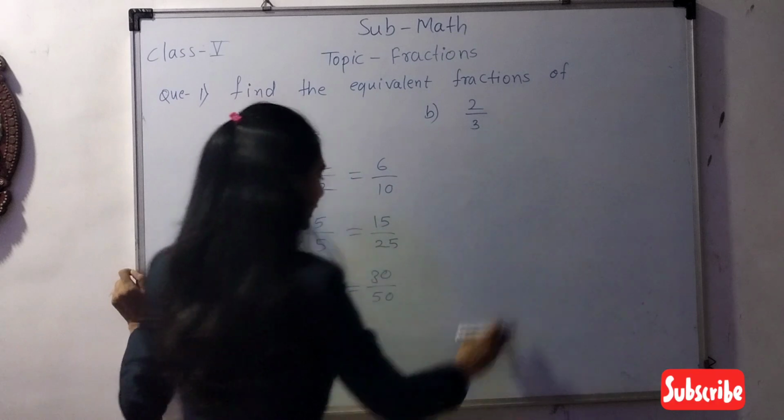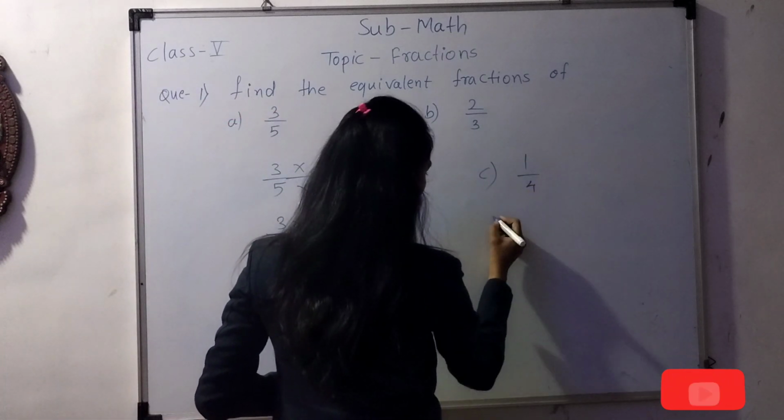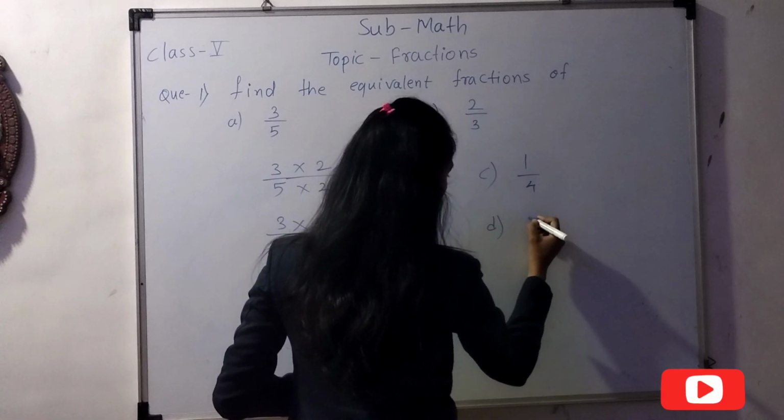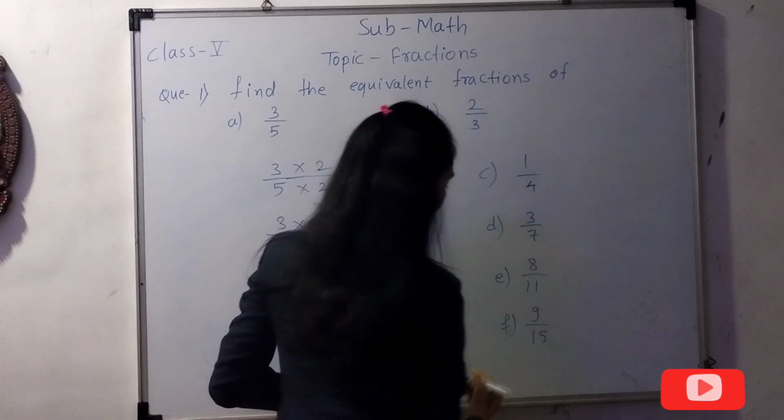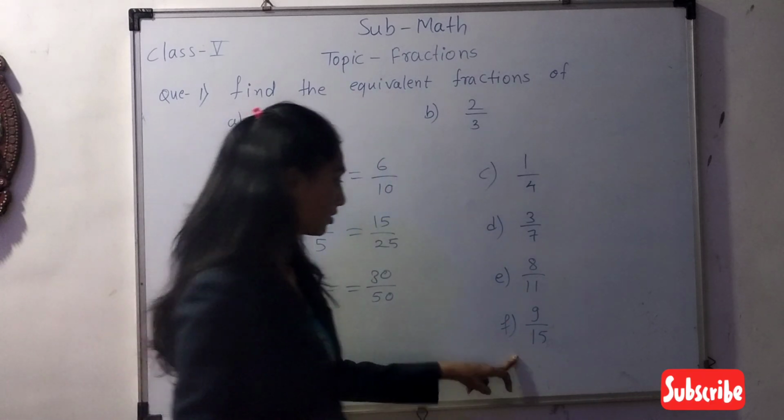So this is for you. Some more examples. Find out the equivalent fractions of these fractions. 9 upon 15. You can find it here by division also, because 9 and 15 have a common factor other than 1.